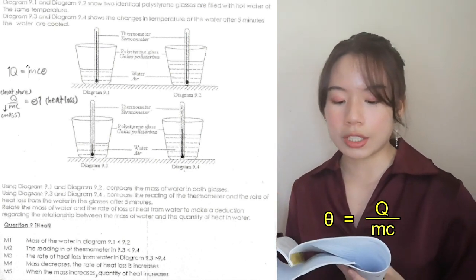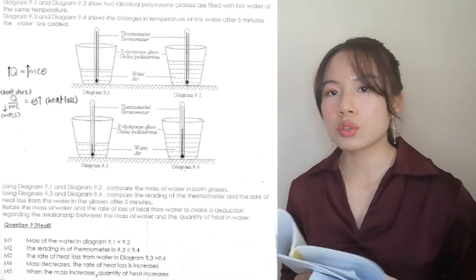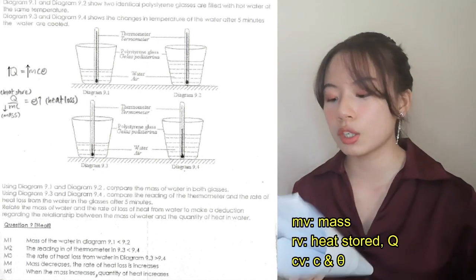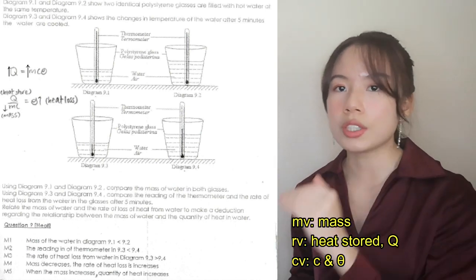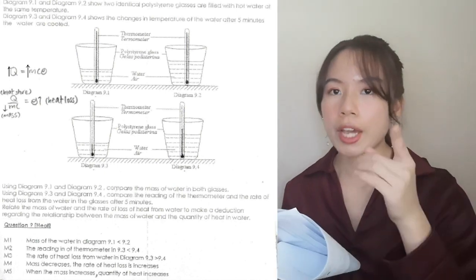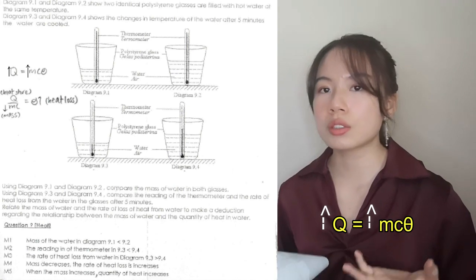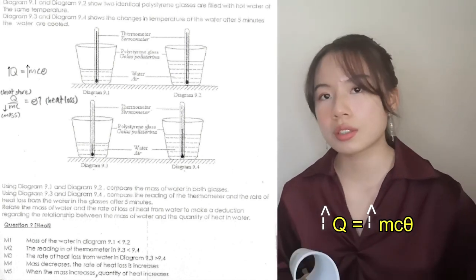Okay, the second relationship is mass of water and quantity of heat in water. So you have to arrange again. Now the RV changes to Q, because quantity of heat in water, which is heat stored, is the Q. So Q is RV, MV is mass, and the rest will be CV. So if m goes up, then Q will go up also. It's a directly proportional relationship. The answer stated that when mass increases, quantity of heat increases. If you happen to forget the relationship, you can use this tactic to answer.